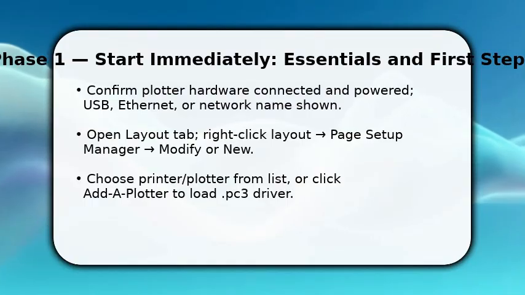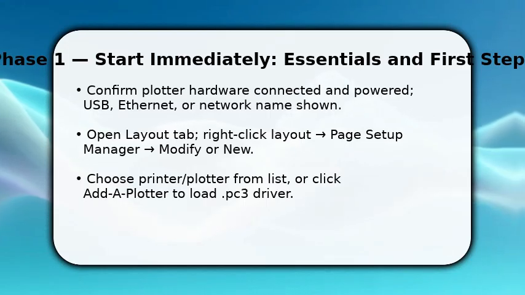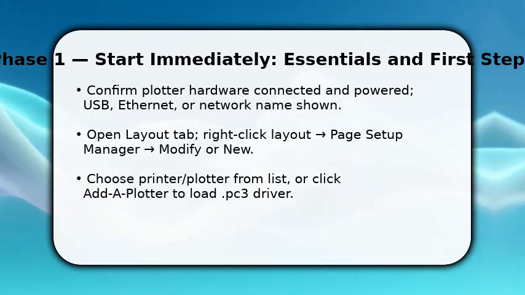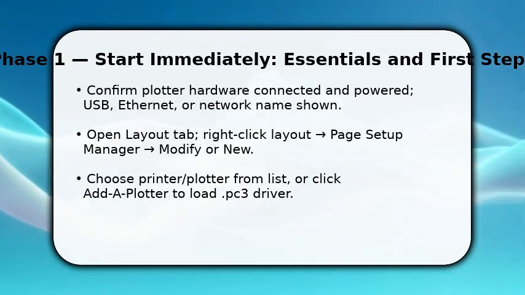You start by verifying that the plotter is online and visible to AutoCAD. Check USB or network names in your OS. Open the Drawings Layout tab, right-click the layout and open Page Setup Manager, then choose Modify or New.